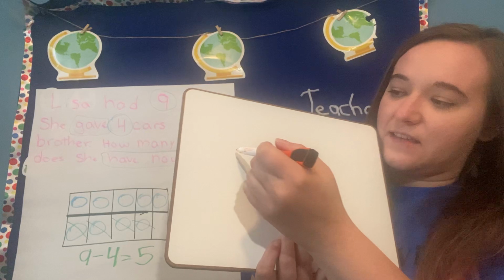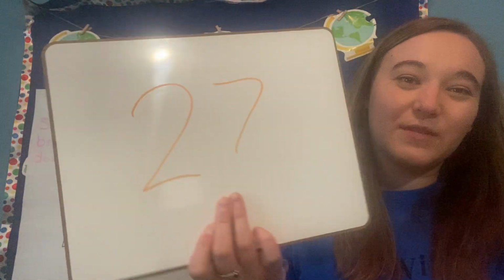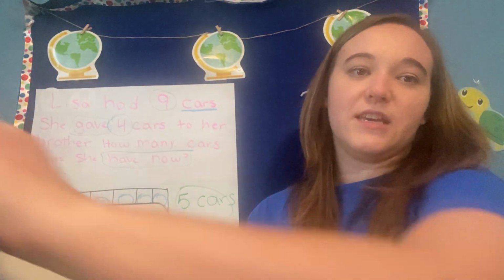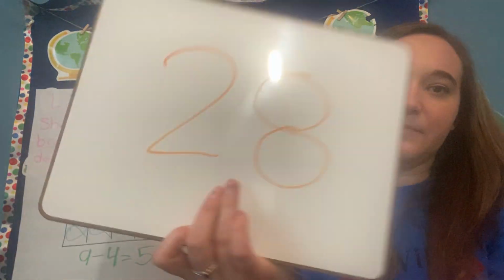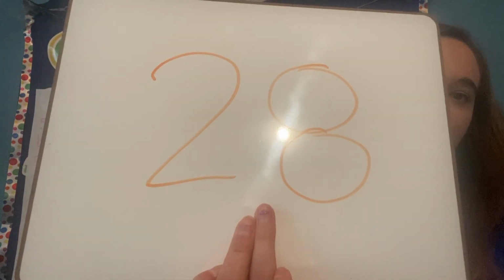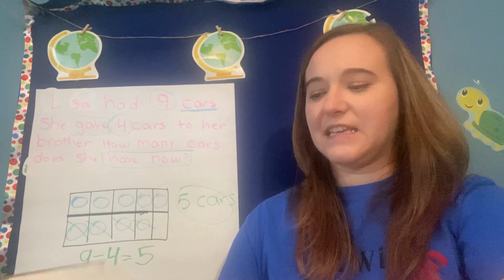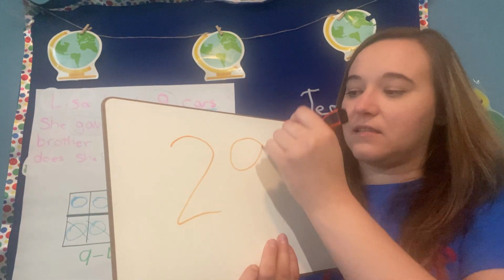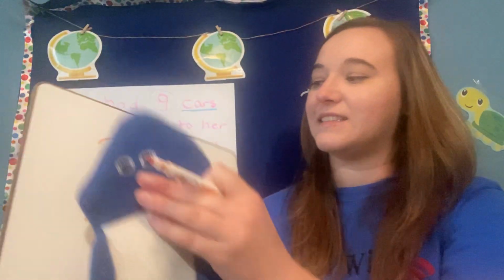27 is a 2 and a 7. Good job. 28 is a 2 and an 8. Good job. 29 is a 2 and a 9. Boom, you guys counted all your 20s.